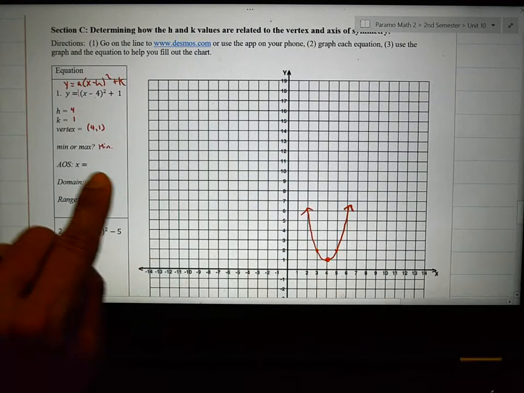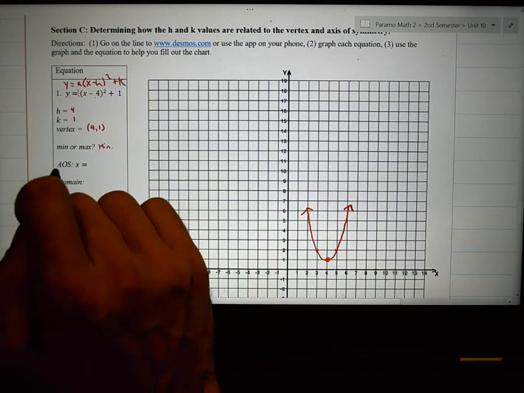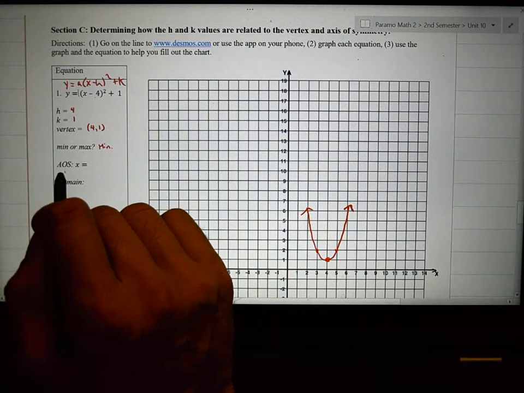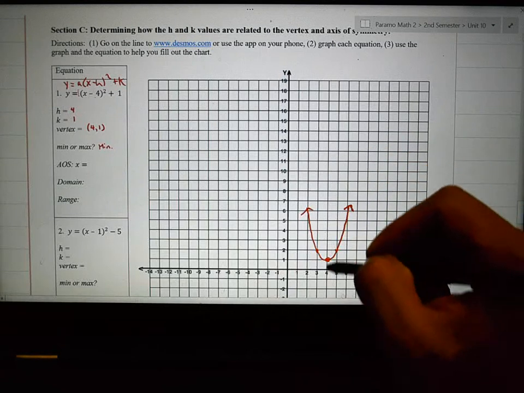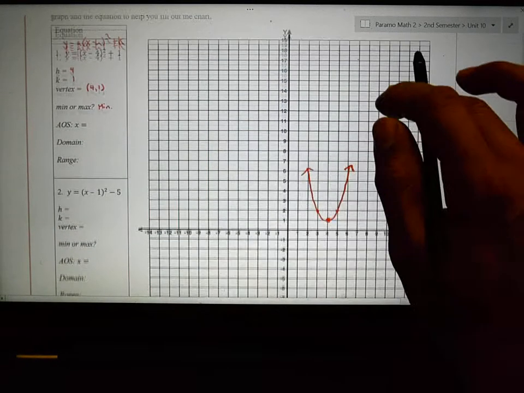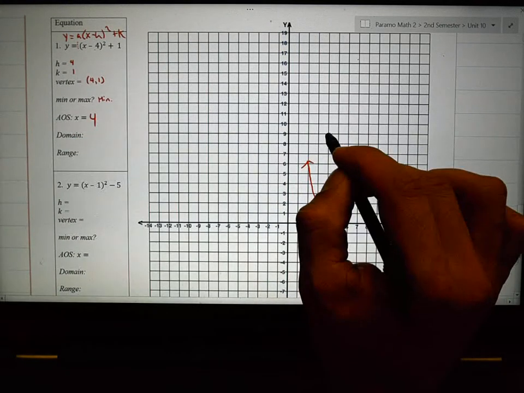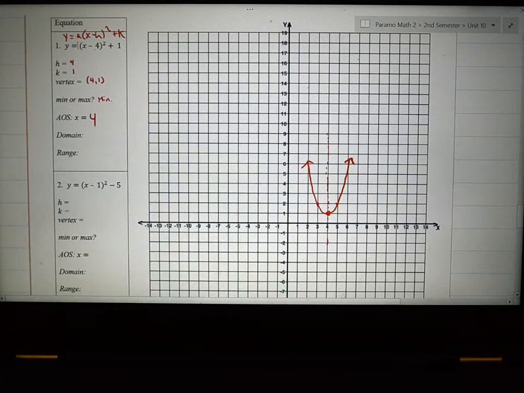Can't you tell now that there has to be a minimum? What would the axis of symmetry be? The AOS, which stands for axis of symmetry. What is the line that cuts it right down the middle? In our notes, we said that X was equal to H. Well, what's the H? The H is 4. X equals 4 is the line that would cut it right down the middle. It's a vertical line, so it's always X equals.